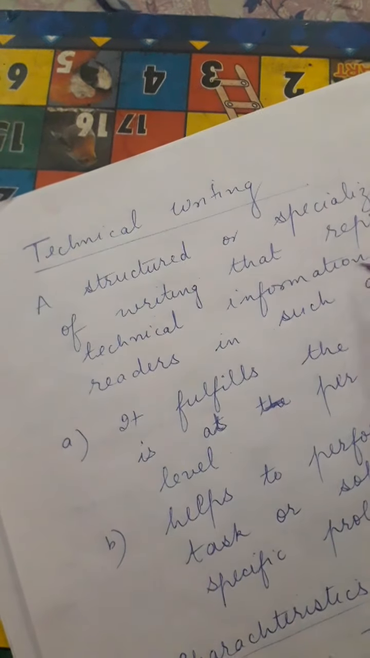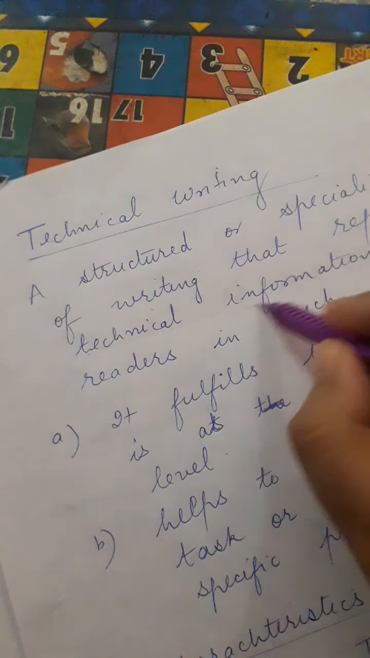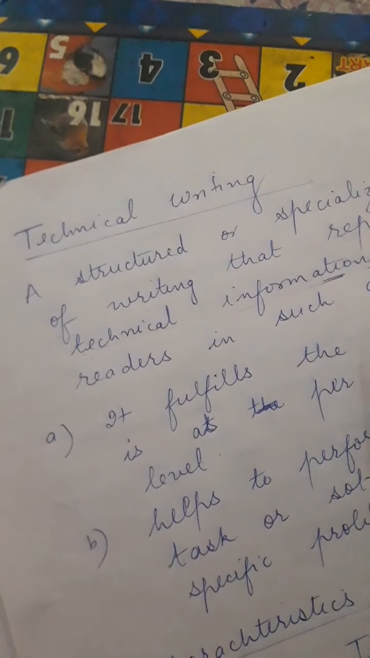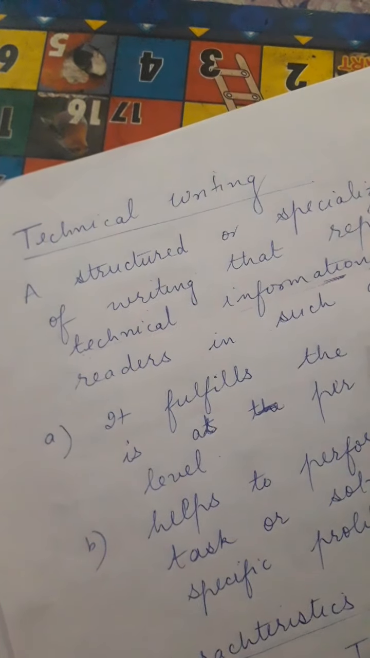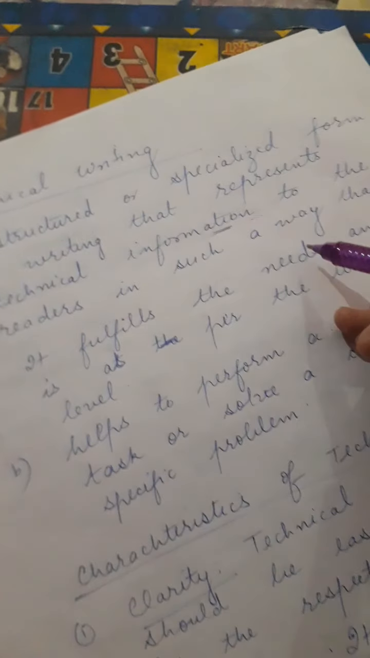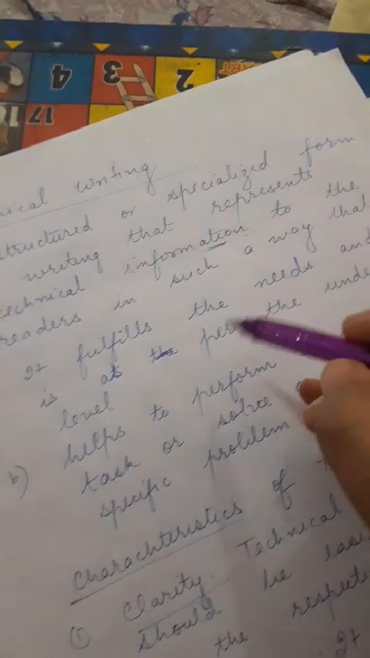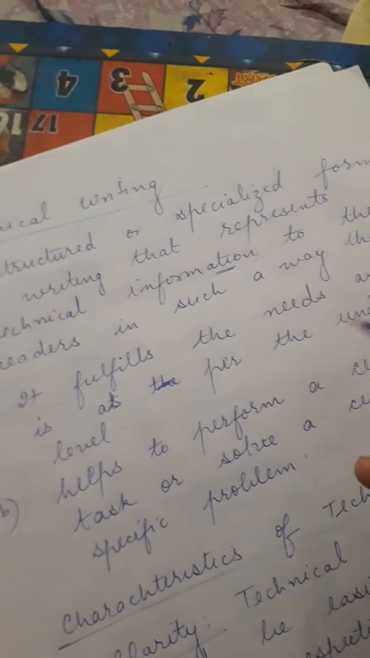Now, technical information can be any information which is related to your course subject or related to a particular idea from your technical field, a concept, etc. It is presented to the readers in such a way that it fulfills the need and is as per the understanding level.